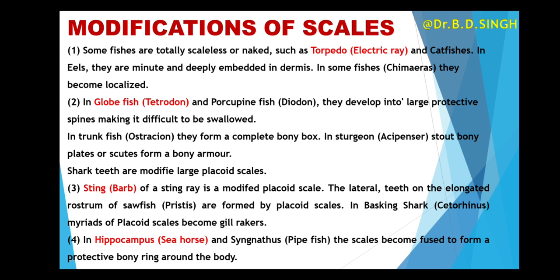The rostrum of sawfish is formed by placoid scales. Point number 4, in Hippocampus, the seahorse, and Syngnathus, the pipefish, the scales become fused to form a protective bony ring around the body.